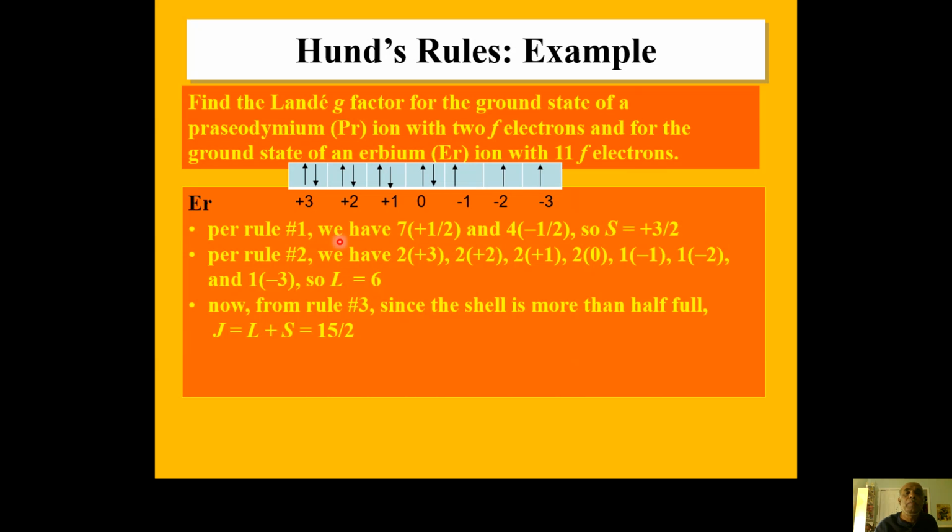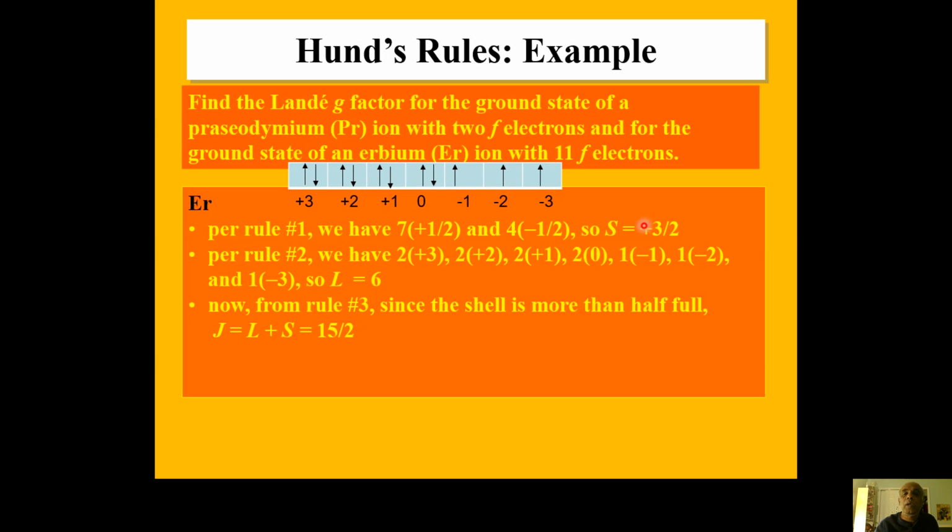Then what is your total L? You have 2 of them with 3, right? So that means +3 times 2. Then you have +2 times 2 electrons here. Then you have +1, 2 of them. Then you have 0, 2 of them, because you have 1 and 2, so they both have this number 0. But here you have -1 times only 1, then 1 times -2, because only 1 of them, and 1 times -3. If you add all these, you get L equals 6.